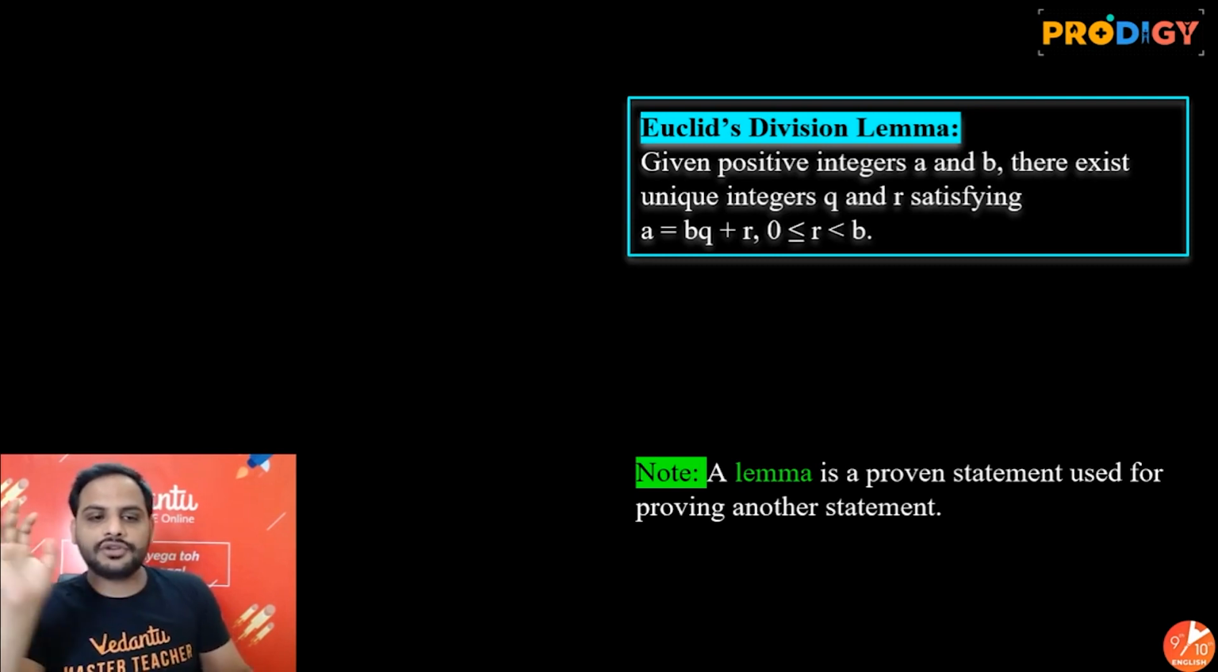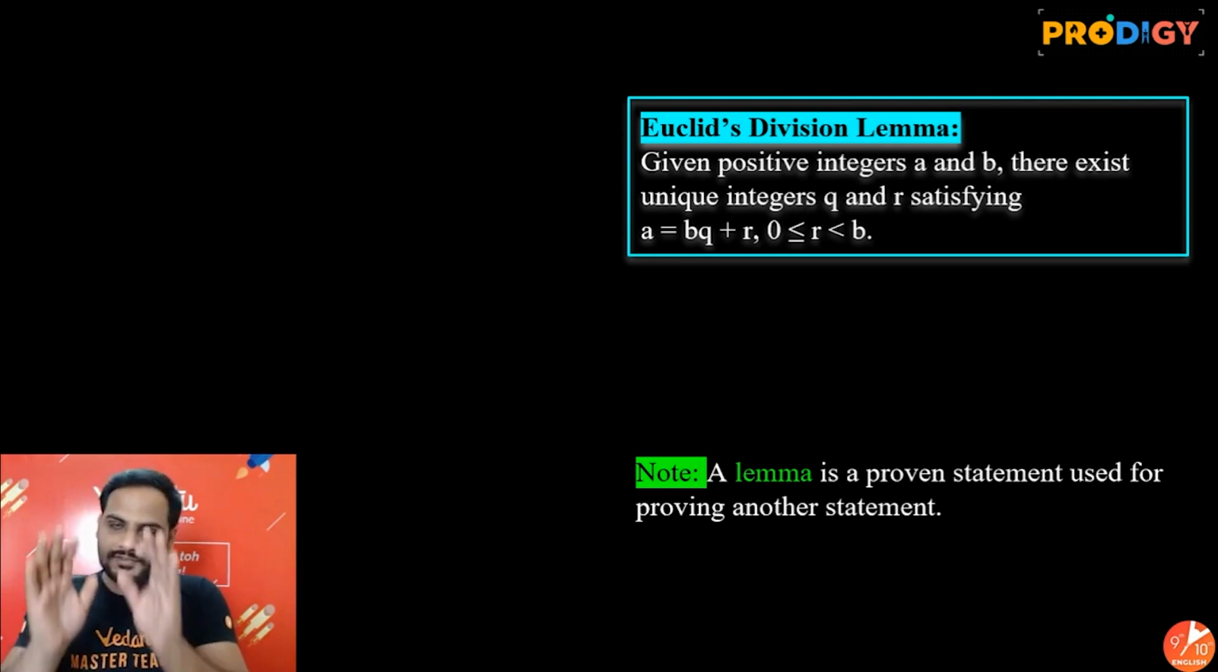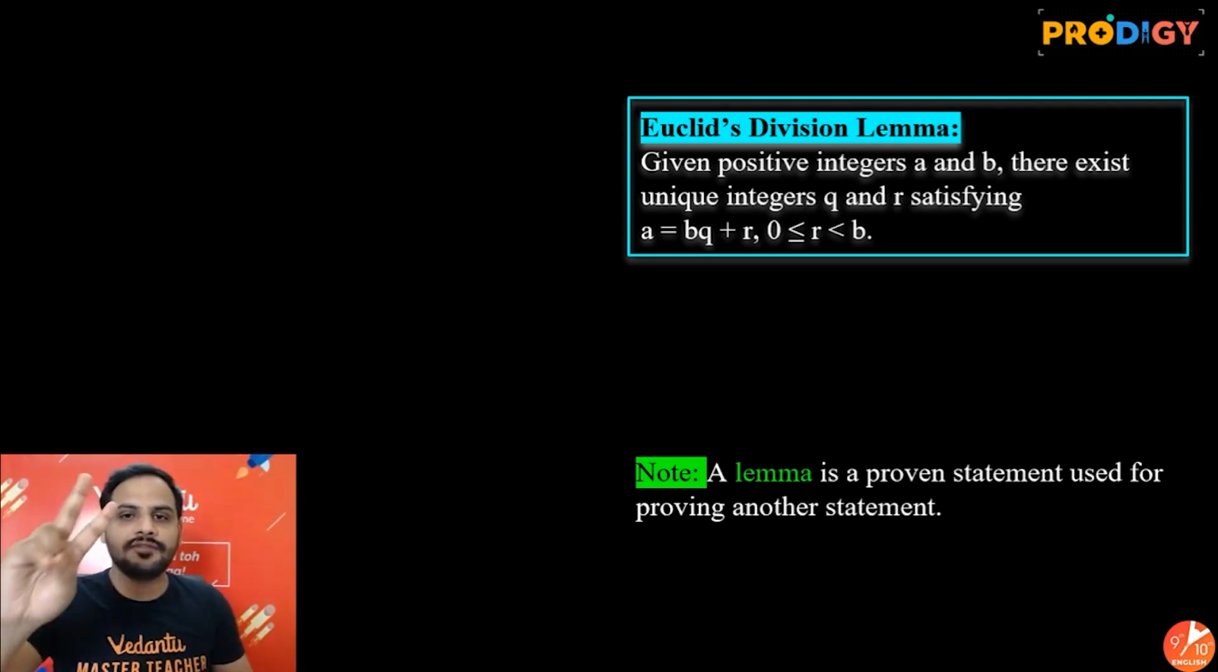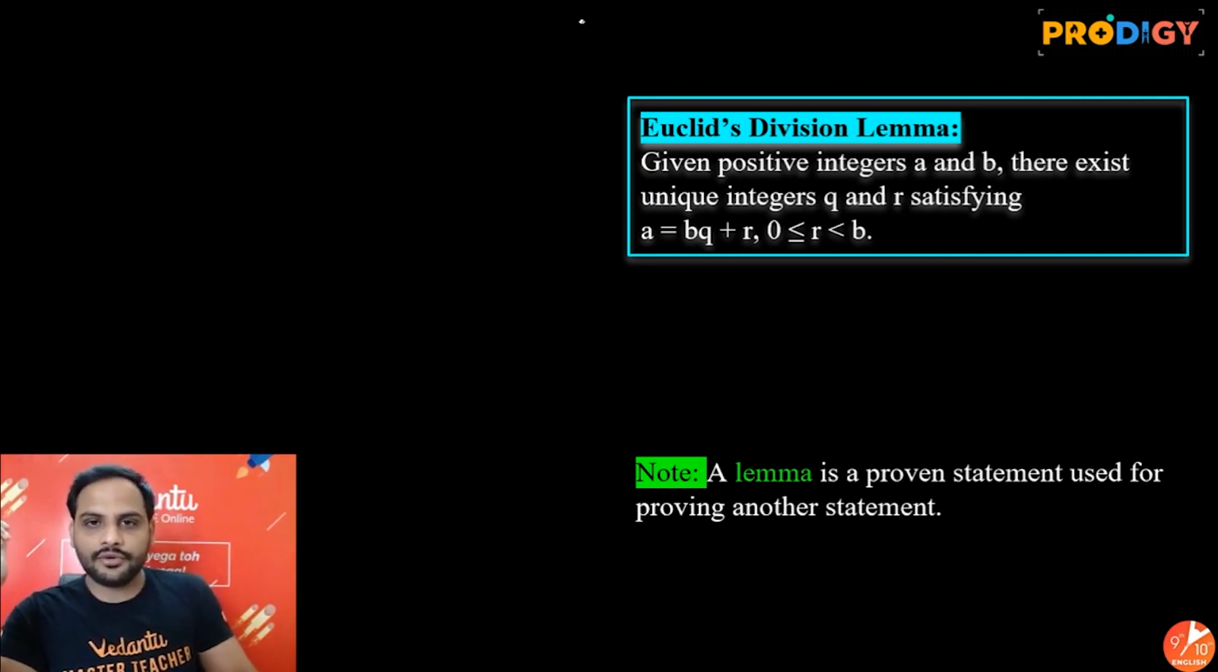Now what I want you all to understand is that it is the same as the division algorithm which you have learned: dividend is equal to divisor into quotient plus remainder. Same thing. See, if we have two positive integers a and b, and I am doing a divided by b, obviously there will be some quotient and some remainder.